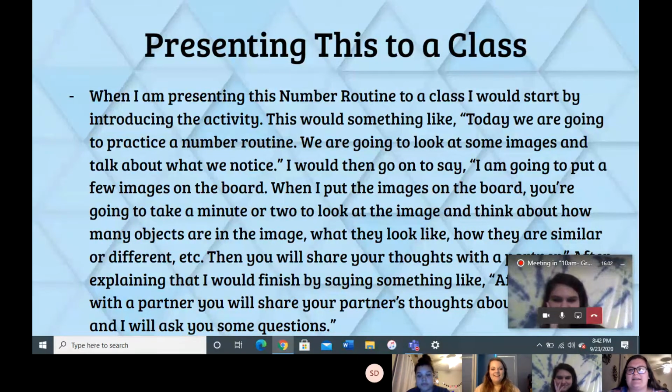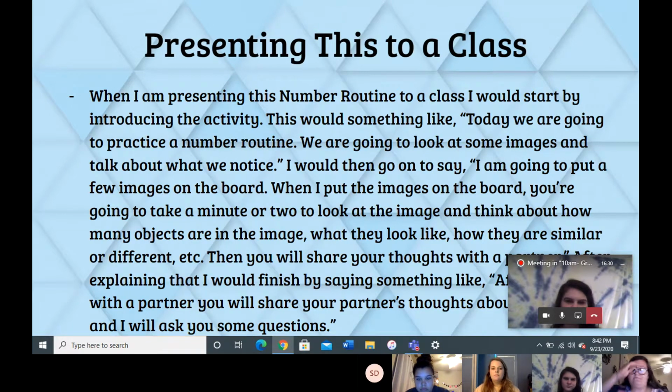So when you're presenting this number routine to the class, what I said was I would start by introducing the activity, and this would look something like, today we're going to practice a number routine. We're going to look at some images and talk about what we notice. And then I would go on to say, I'm going to put a few images on the board, and when I put the images on the board, you're going to take a minute or two to look at the image, really look at it, and think about how many objects are in the image, what they look like, are they similar or different, and then you're going to share your thoughts with a partner.